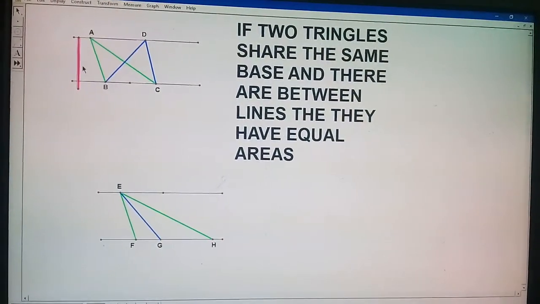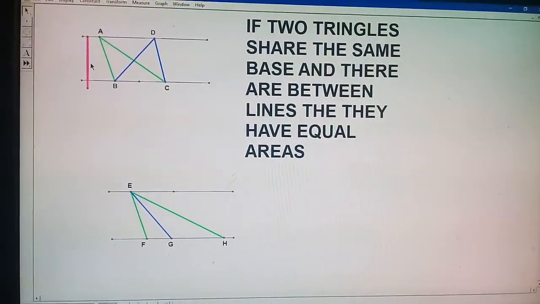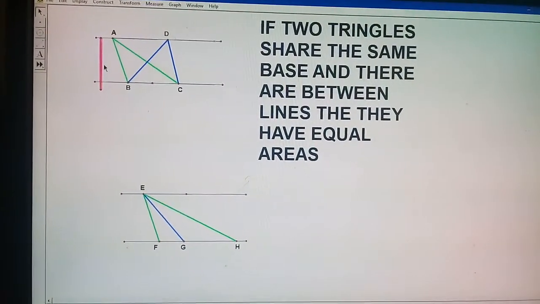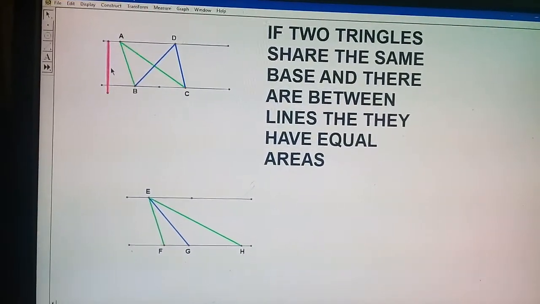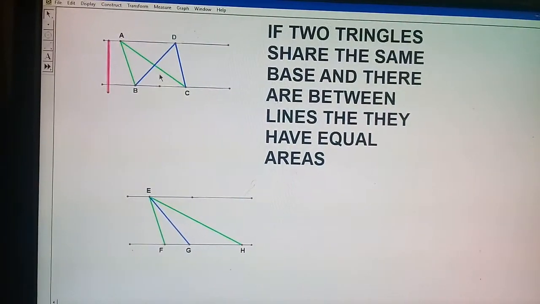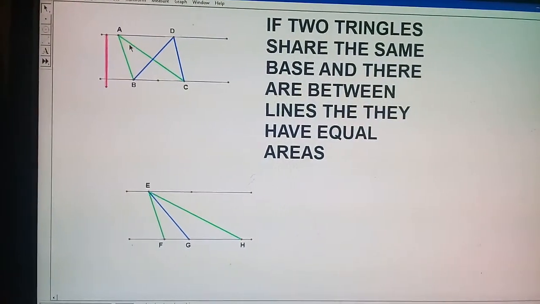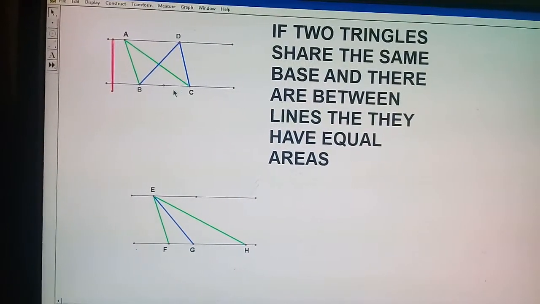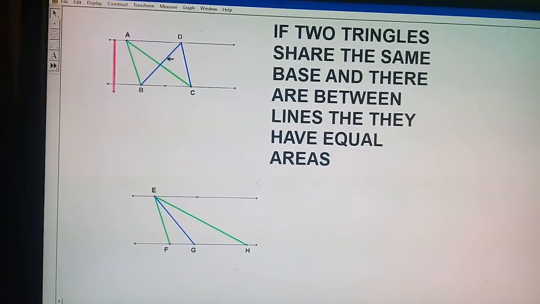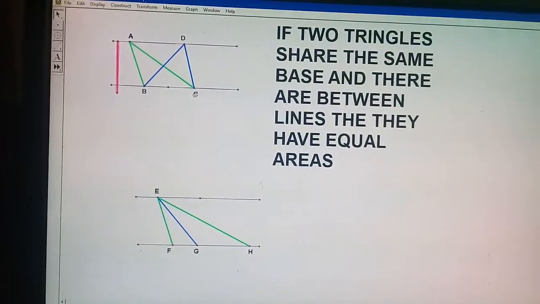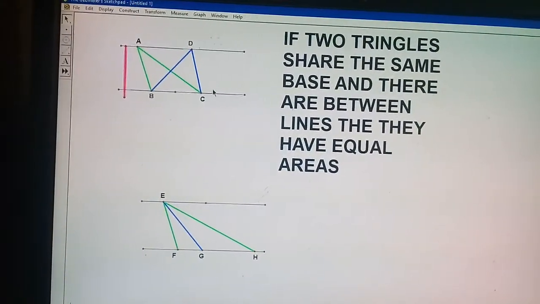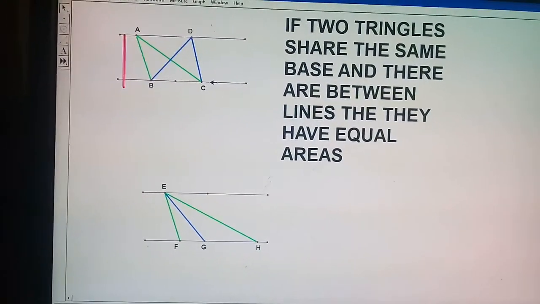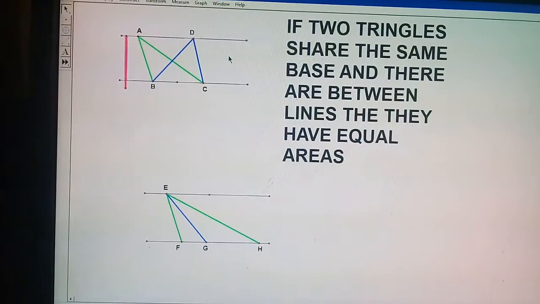First of all, we have a theorem that says if two triangles share the same base and they are between parallel lines, they have equal areas. As you can see in our diagram, we have triangle ABC and another triangle BDC. Then we have our two triangles between two parallel lines, and there is a theorem that says they have equal area. Why do they have equal area?